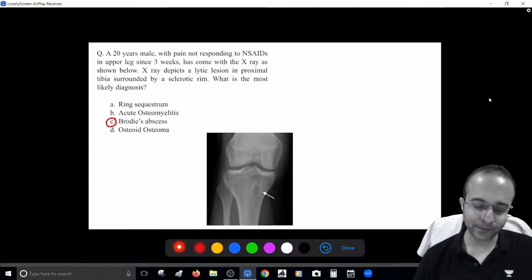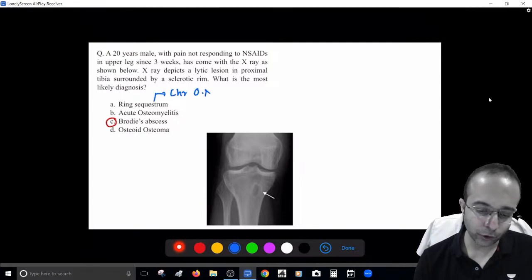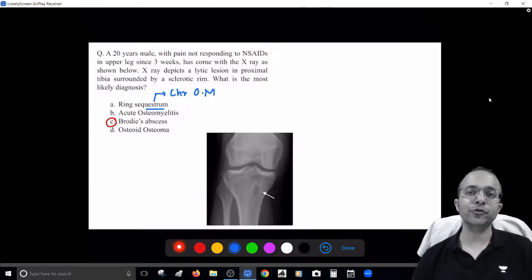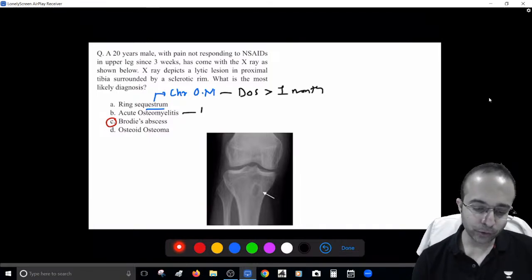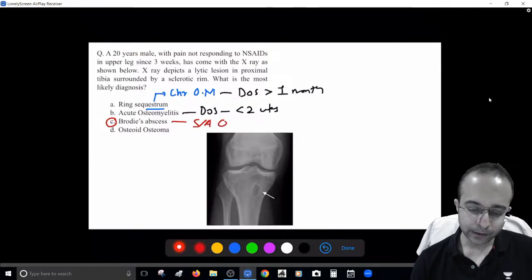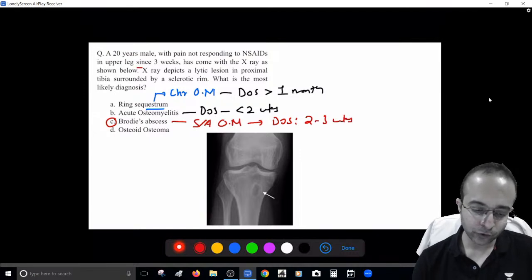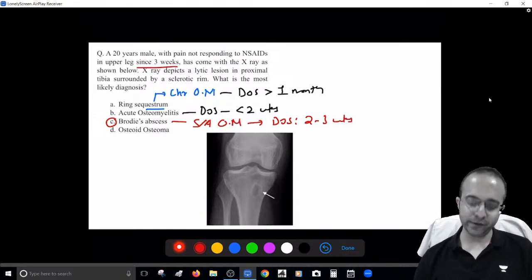This is a case of Brodie's abscess. See, a ring sequestrum you have in cases of chronic osteomyelitis. Sequestrum is a part of chronic osteomyelitis. In chronic osteomyelitis, the duration of symptoms is more than 1 month. In acute osteomyelitis, the duration of symptoms is less than 2 weeks. So it is Brodie's abscess that comes under the category of subacute osteomyelitis, where the duration of symptoms is between 2 to 3 weeks. So this 3 weeks of symptoms tells you it is Brodie's abscess.